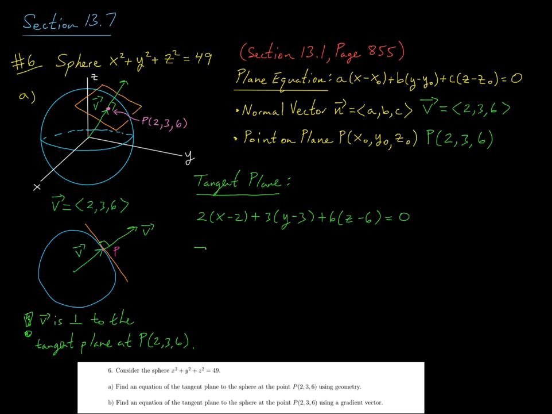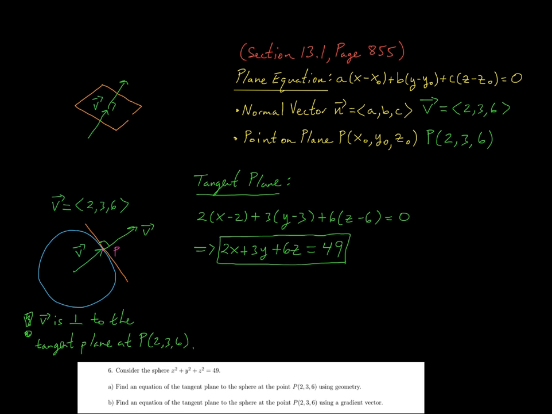And I'll go ahead and multiply this out and move stuff over. I'm going to get 2x plus 3y plus 6z is equal to what? Well, on the left side I'd get a minus 4, minus 9, minus 36. That would be 49 when you bring it over to the right hand side. Notice that 49 is the same right hand side as our original sphere equation. If you give it some thought, in fact if you chose any point P on your surface and applied the same argument, you're always going to get a 49 over there. So maybe think about why that is true. All right, cool. So that does it for part A.